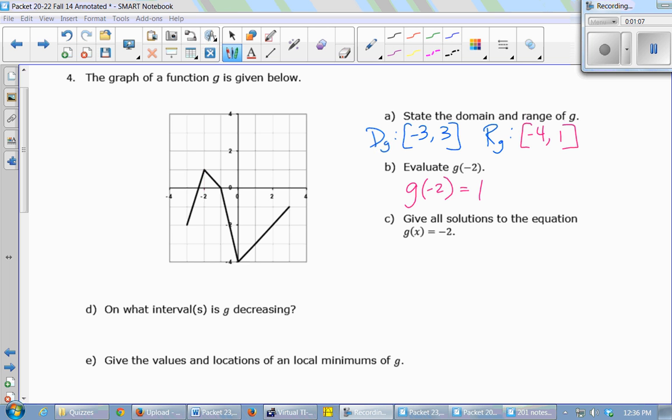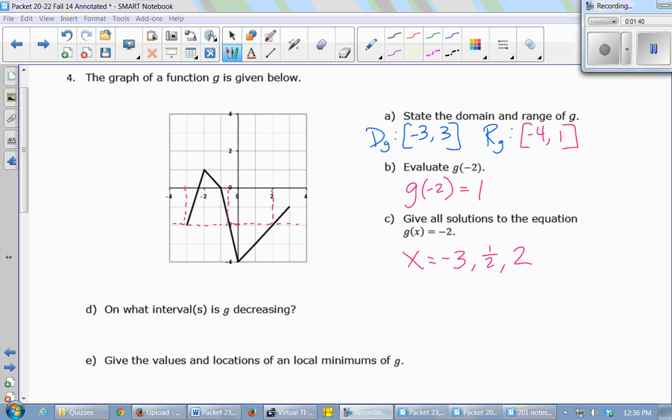I want to find the x values where the output is -2, where the y value is -2. I find -2 on the y-axis, and I need to find all the x values that give me that y value. So it looks like I have one at -3, one at -0.5, and one at 2. -3, -1/2, and 2. Each of those x values give a y value of -2.